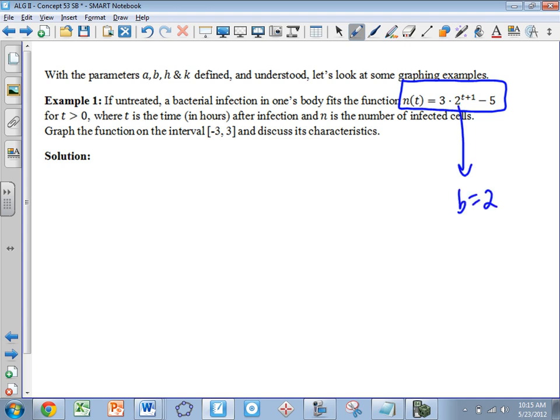What does that mean about this kind of graph? Is it growth or is it decay? Growth. Why is it growth? Positive. Be careful. Greater than 1. Remember, when the b value is between 0 and 1, we have exponential decay. So we have growth in this case, because it's greater than 1.